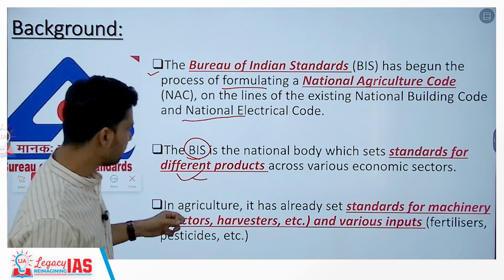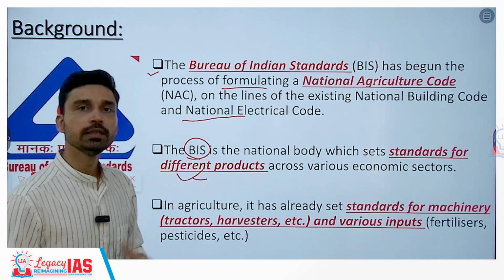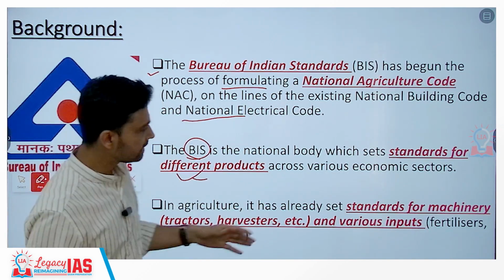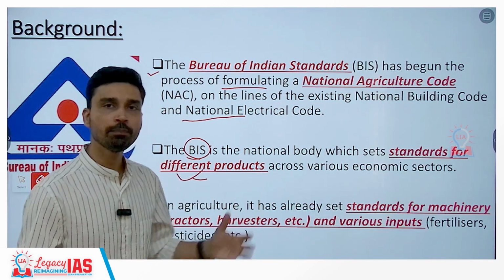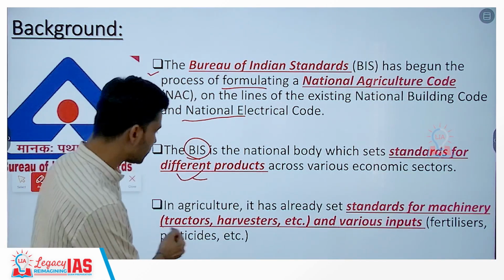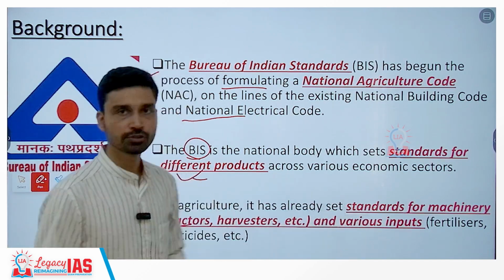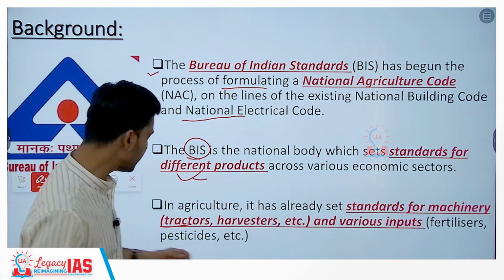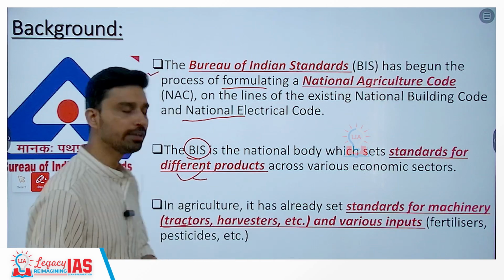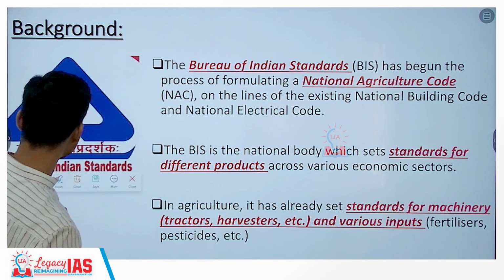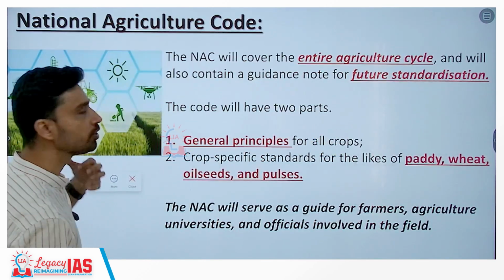As far as the agriculture sector is concerned, the BIS, even before the NAC, has set up various standards that apply to agricultural machinery such as tractors and harvesters, as well as various input products of agriculture ranging from fertilizers and pesticides to all different kinds of insecticides and chemicals. So the NAC is basically an extension of the same process.